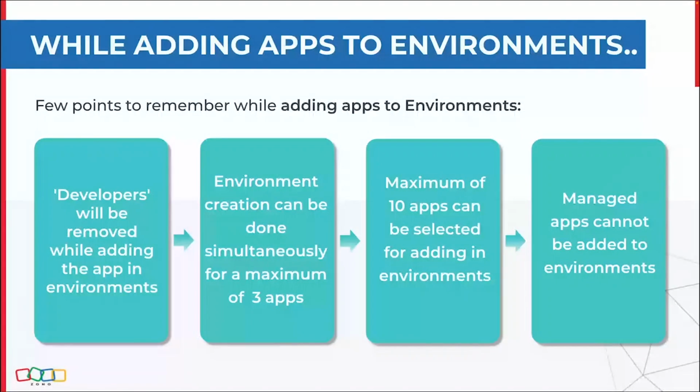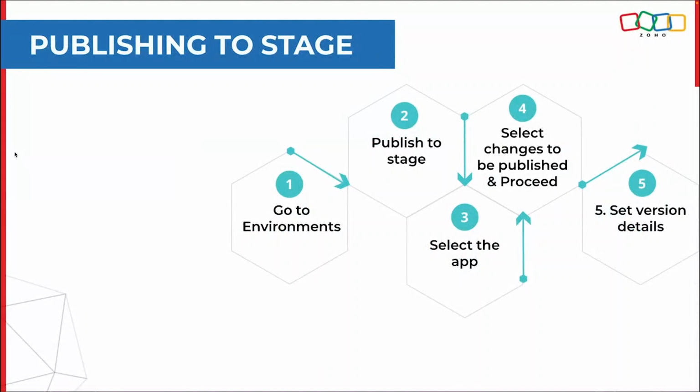So now let's discuss how to publish applications to the stage version. So as portrayed in this flowchart, you can go to the environments section, select the publish button and click publish to stage. And as a third step, we can select the app which we are going to publish.